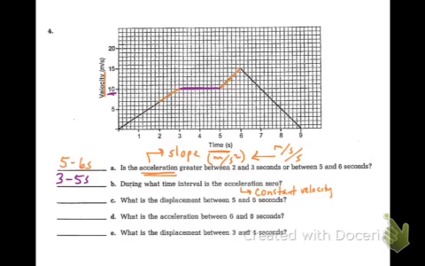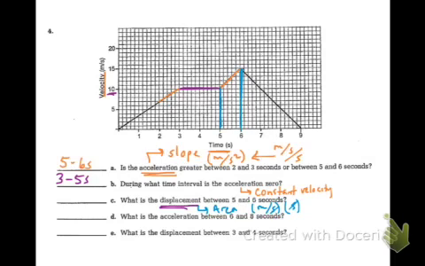What is the displacement between 5 and 6 seconds? That's where this gets a little tricky. So if we're talking about displacement, what does that mean? Displacement means that we have to take area under the curve, because displacement means that we're dealing with our units of just simply meters. So we have to multiply our units together. But this shape is kind of irregular.